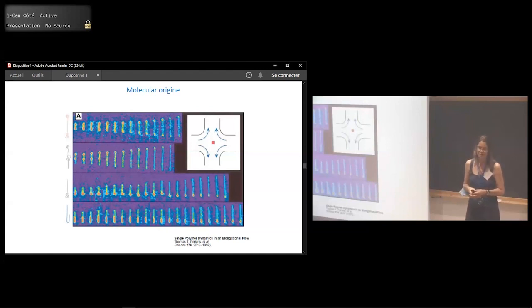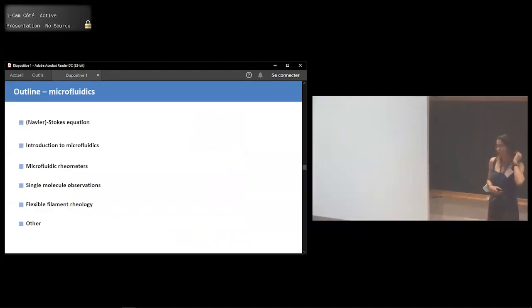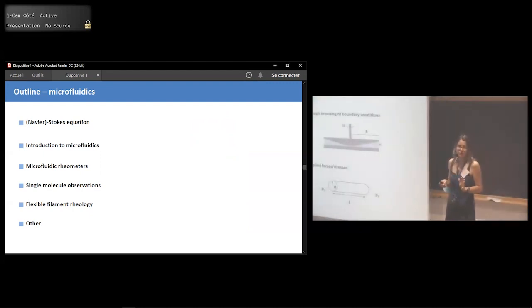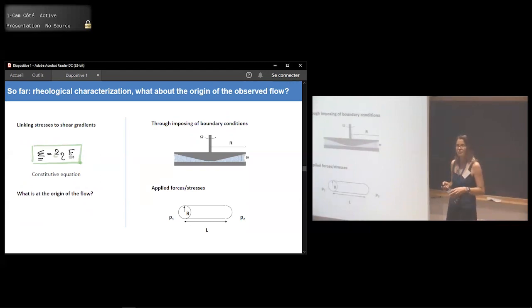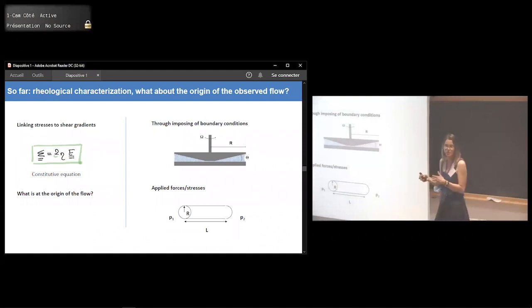Okay, so if there are no more questions, I would like to go now to the part where we talk about flow. So we have talked up to now a lot about rheological characterization of these viscoelastic fluids, but we have not really thought about how these properties influence flow. We had this constitutive equation, which as we discussed is something quite marvelous because it allows us to link arbitrary stresses to arbitrary flows or arbitrary flows to arbitrary stresses, but it doesn't really tell us how this flow came about. So we don't really know why or what forces were necessary to create this flow.